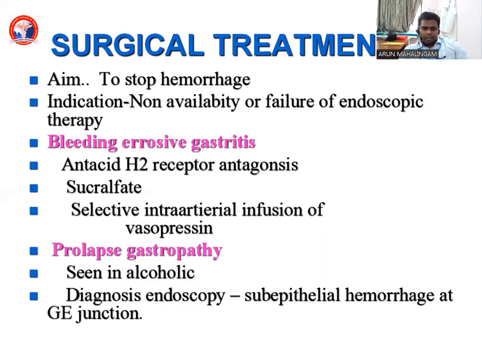Forest grade 1A will be active pulsatile bleeding. 1B will be active non-pulsatile bleeding. Grade 2A will be a non-bleeding visible vessel. Grade 2B will be an adherent clot. Grade 2C will be a black clot. And grade 3 will be no signs of bleeding.